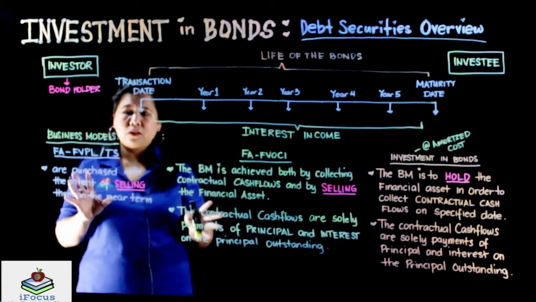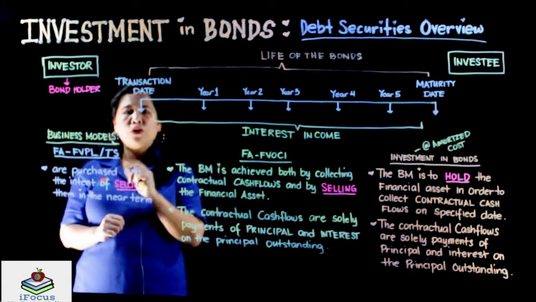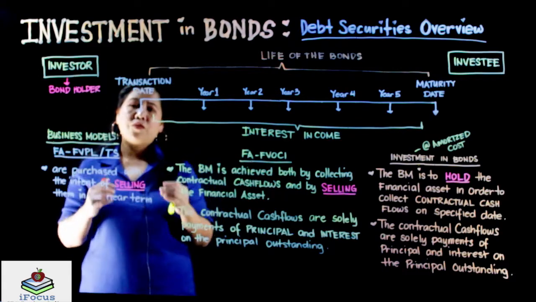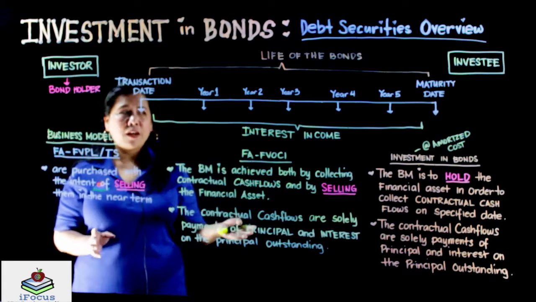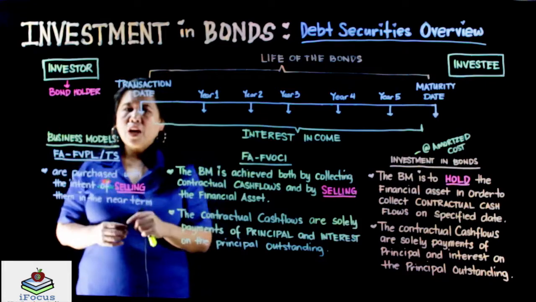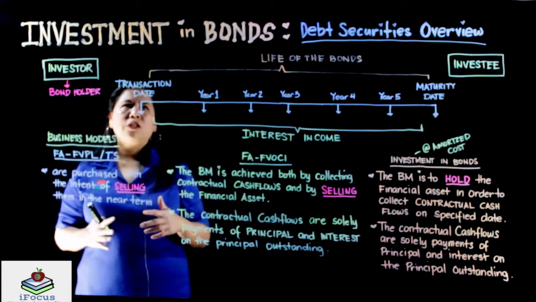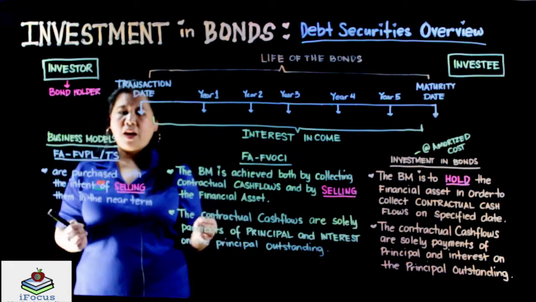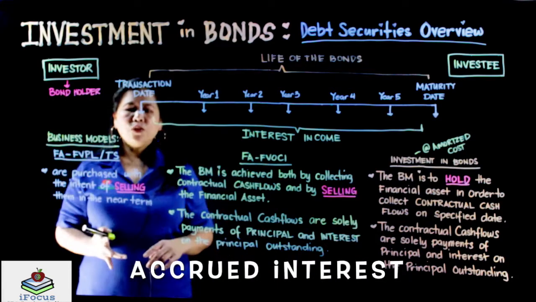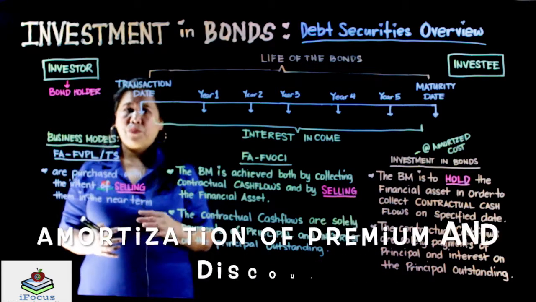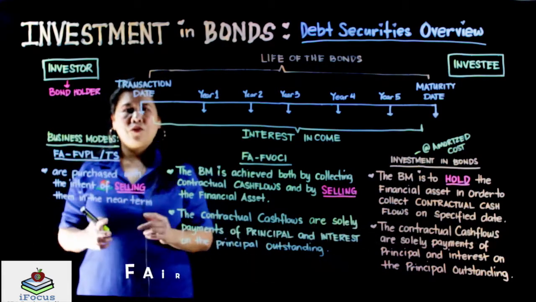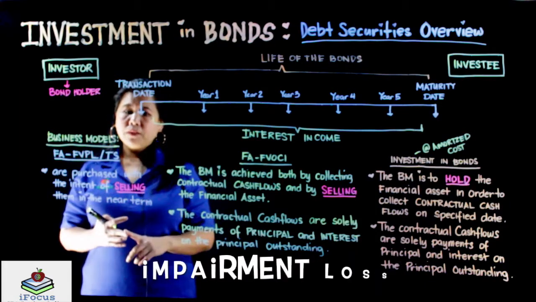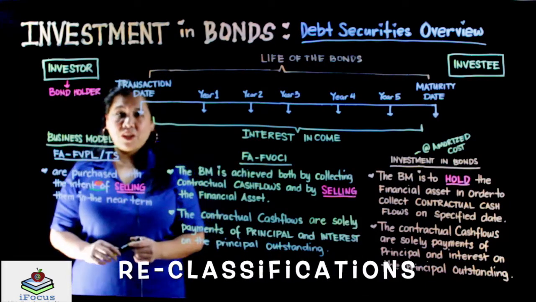Dito natin na-determine sa business model or yung intention kung bakit si investor ay nag-i-invest ng kanyang pera kay investee. Other topics na pag-uusapan natin dito sa investment in bonds ay the accrued interest, yung amortizations of the premium and the discount, the fair value method, impairment loss, at saka reclassifications.